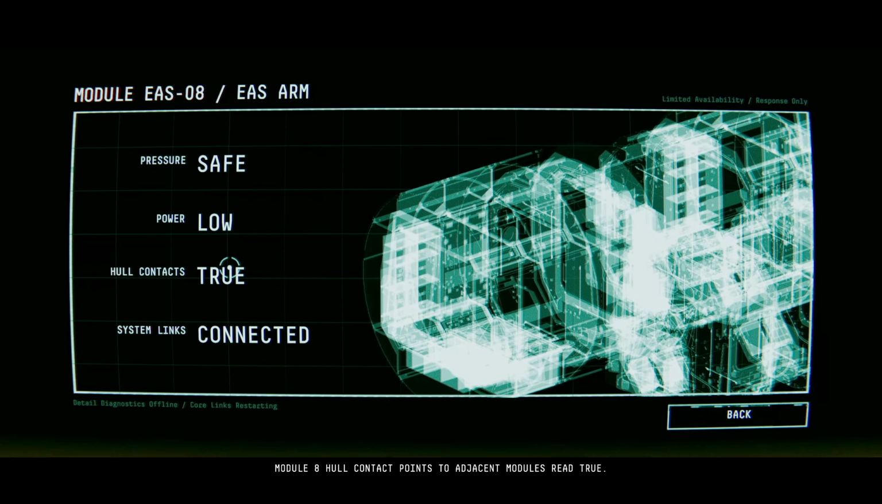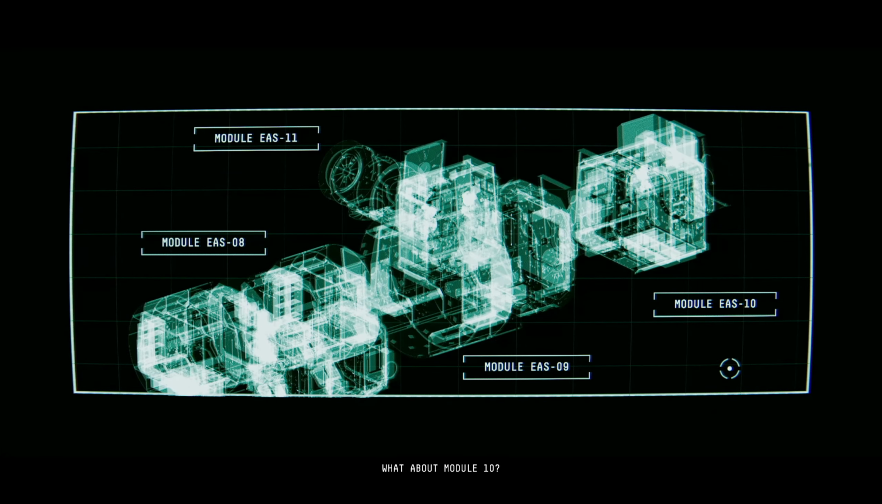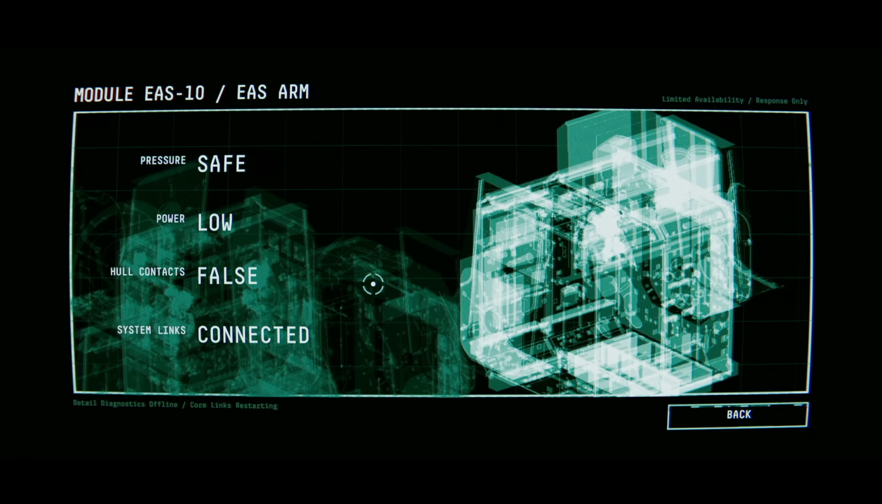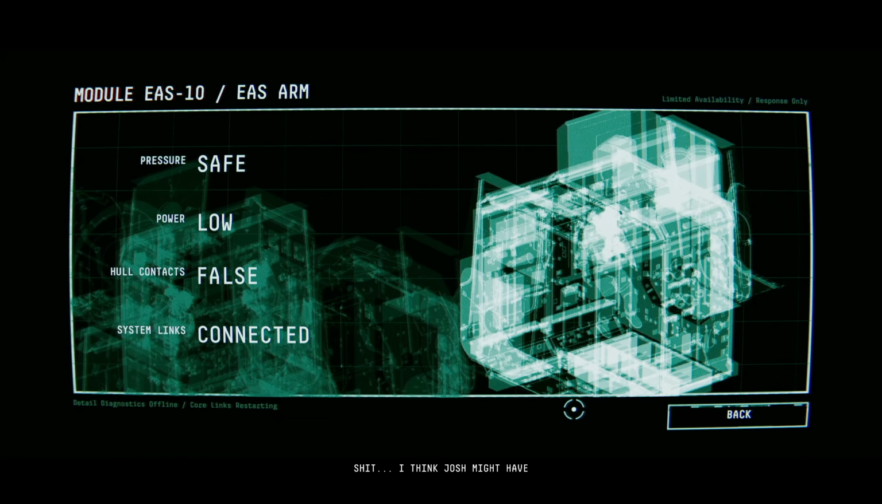Module 8, hull contact points to adjacent modules, read true. Okay, well at least I can maybe get down to Central through there. What about Module 10? Module 10, hull contact points to 12, read false, suggesting that Module 12 is no longer securely attached to the station. Shit. I think Josh might have been in Module 12.